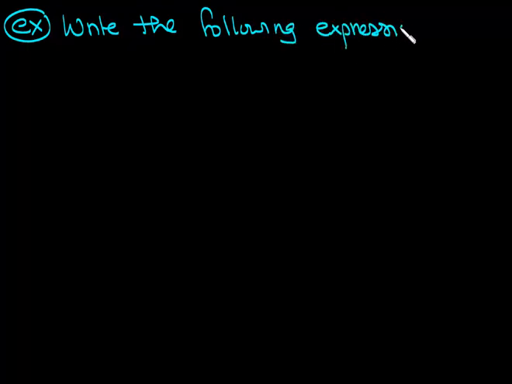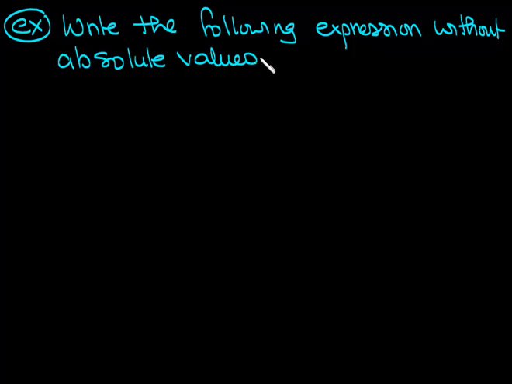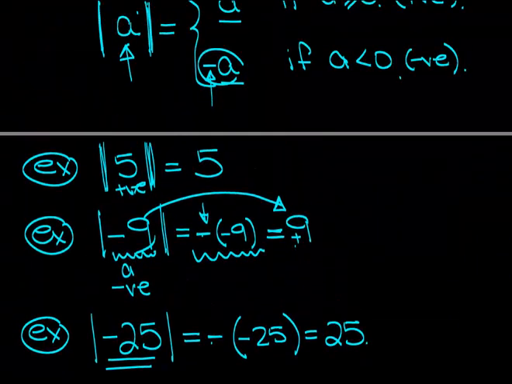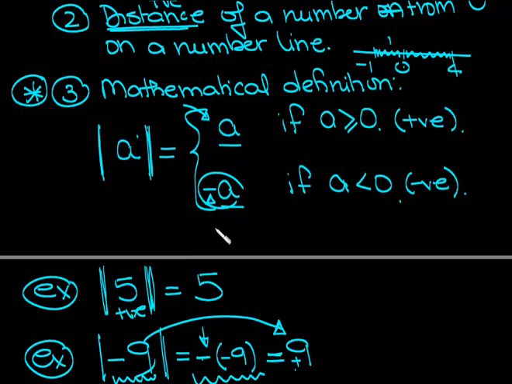So let's say I want to write the following expressions without absolute values. Now before I give you those examples, let me go back again. I know I've repeated myself. If you want to write anything without these vertical absolute value bars, you always have to know whether what is inside is positive or negative. Depending upon what it is, you can write it appropriately.